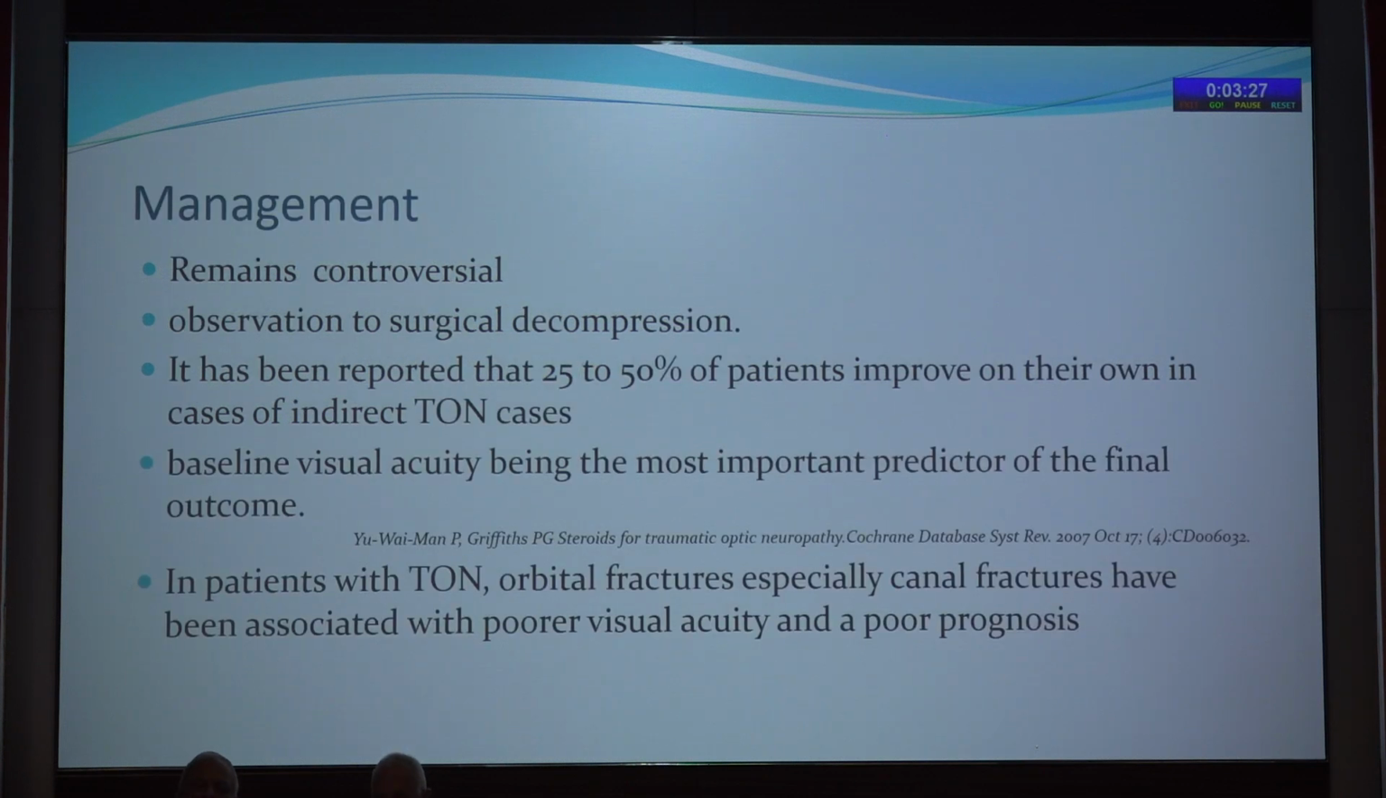Coming to management, it's still controversial. The role of steroids, the role of surgical decompression, everything is controversial. We don't have a definite treatment for traumatic optic neuropathy till now. It has been reported that around 25 to 50% of cases may improve on their own, and these may be indirect traumatic optic neuropathy. Baseline visual acuity is the most important factor that can predict the final visual outcome. The cases associated with multiple orbital fractures or facial fractures generally have a poor prognosis.